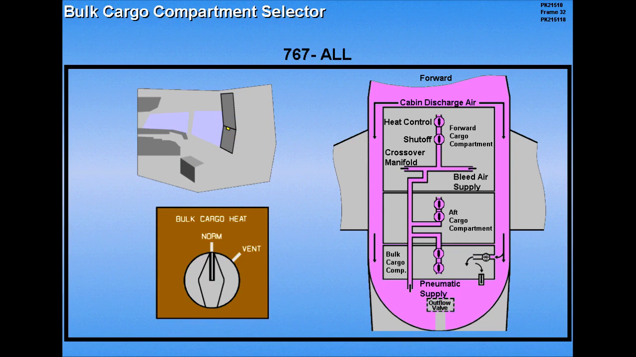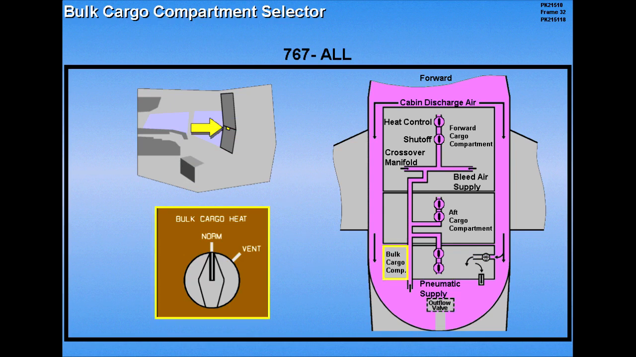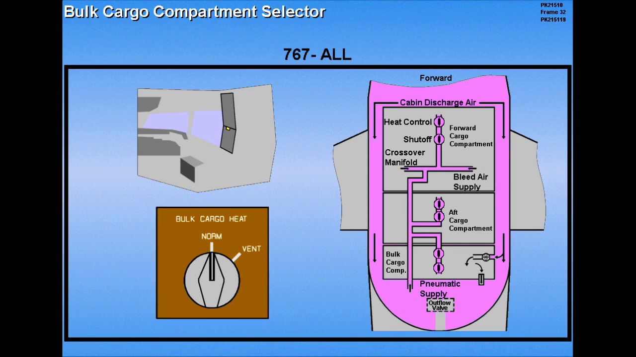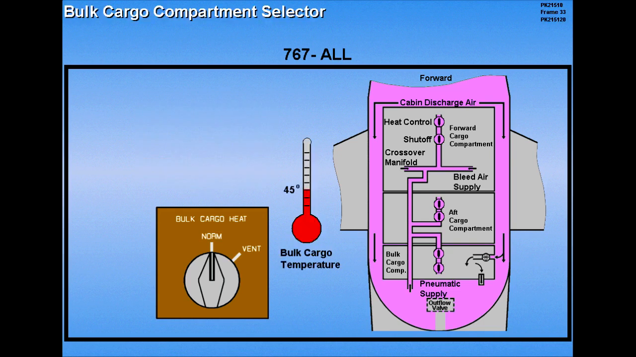There is also a bulk cargo compartment heat selector located on the accessory panel. In the normal position, the temperature in the bulk cargo compartment is maintained above 45 degrees Fahrenheit. With the selector in the vent position, the compartment temperature is increased to a minimum of 65 degrees Fahrenheit. The vent position also switches on a ventilating fan. This fan circulates cabin discharge air through the compartment and exhausts it near the outflow valve.